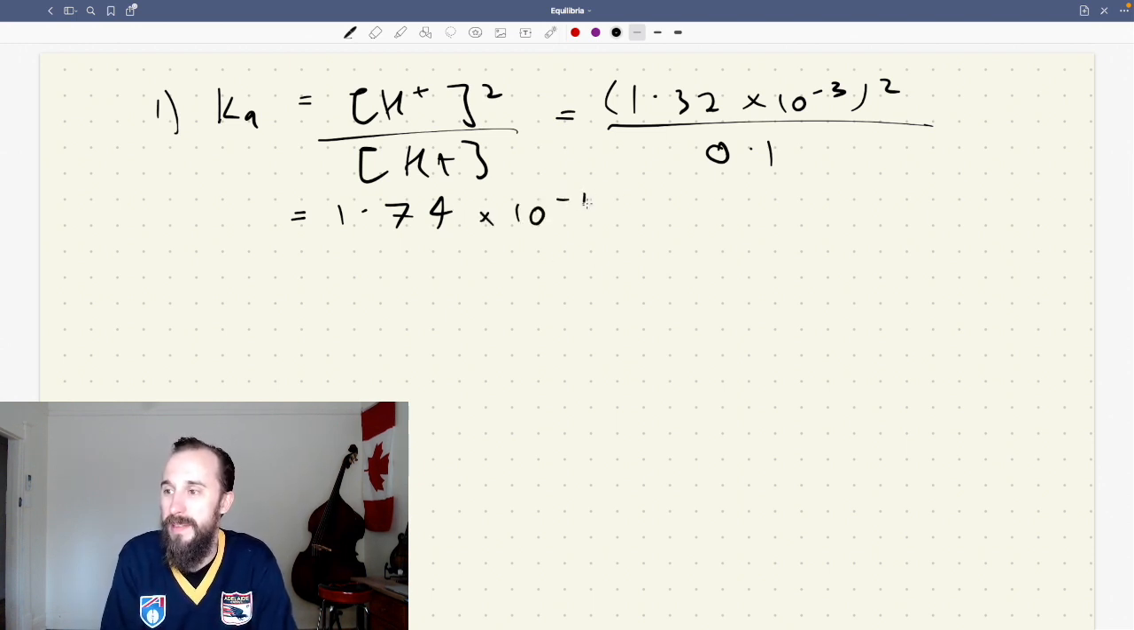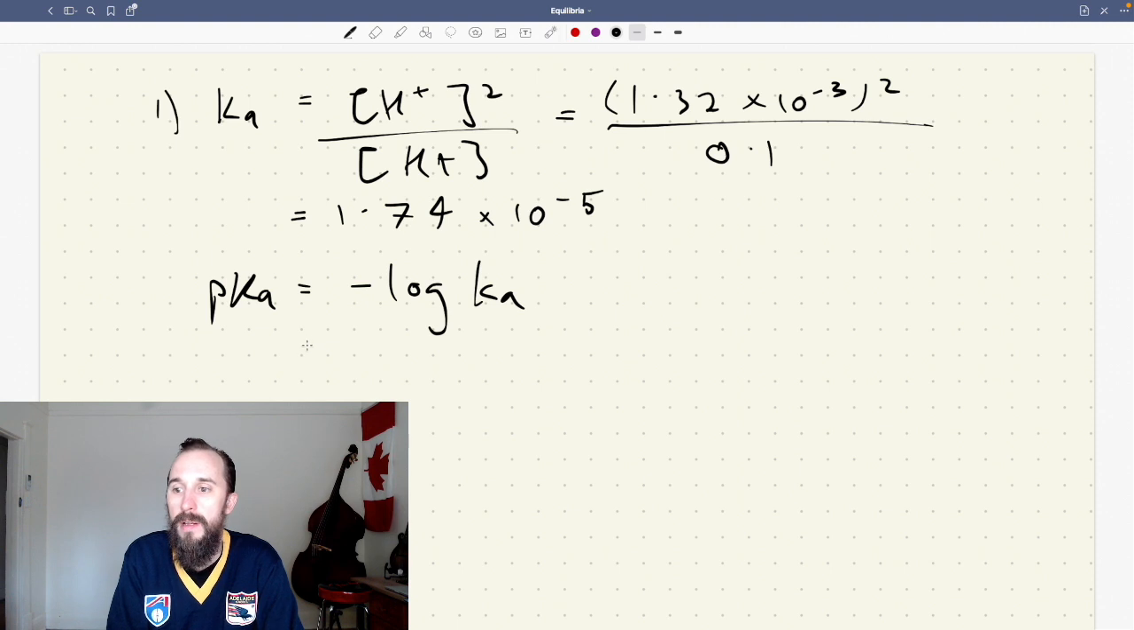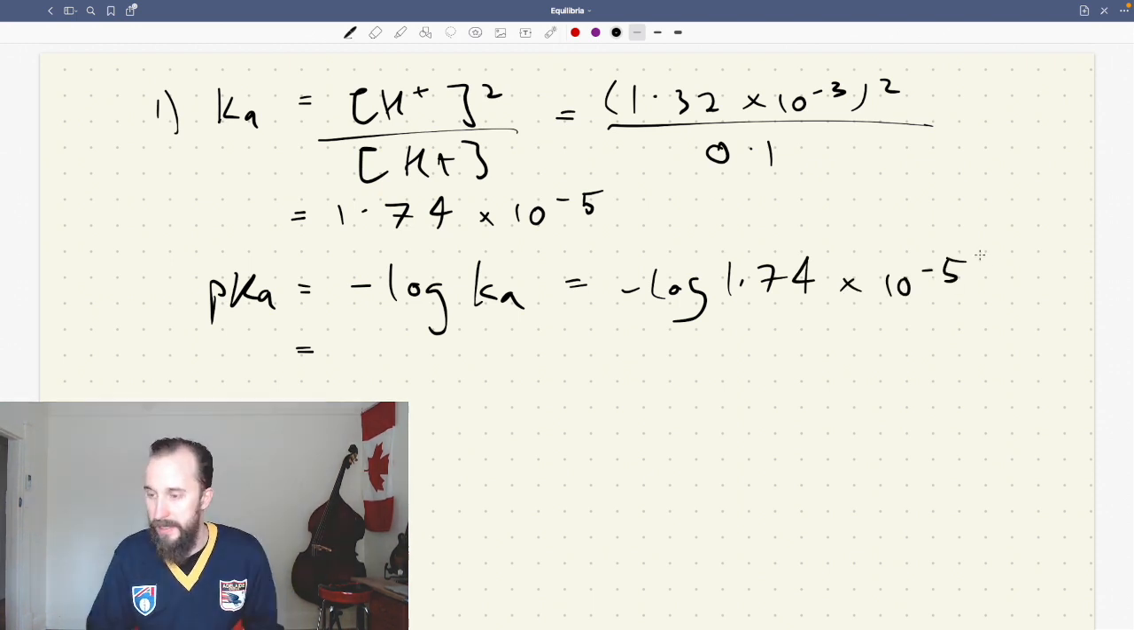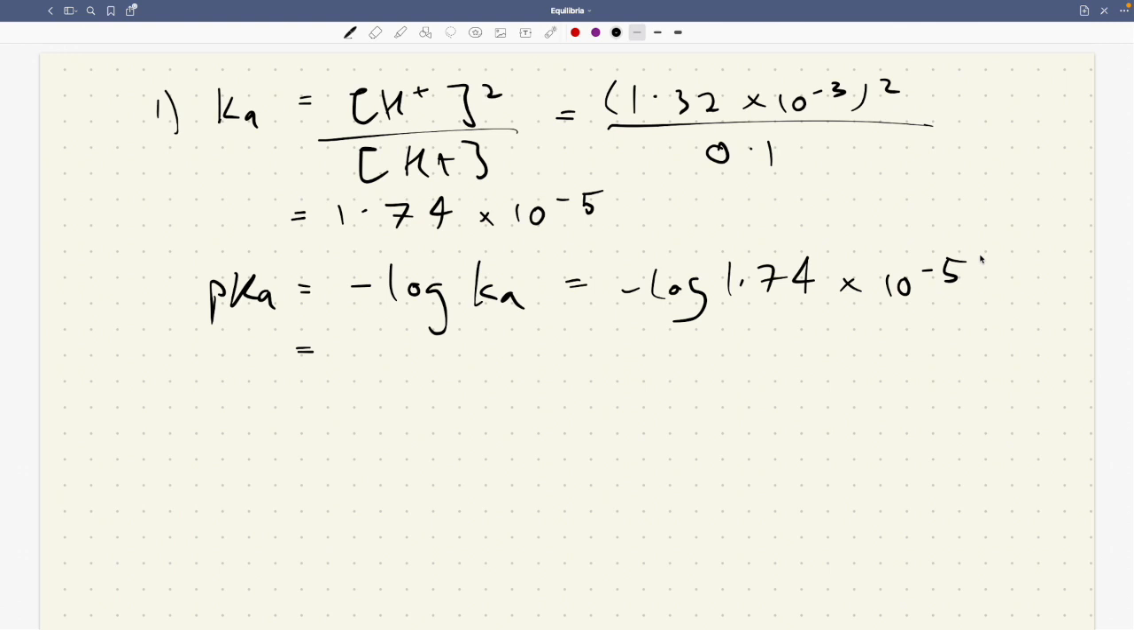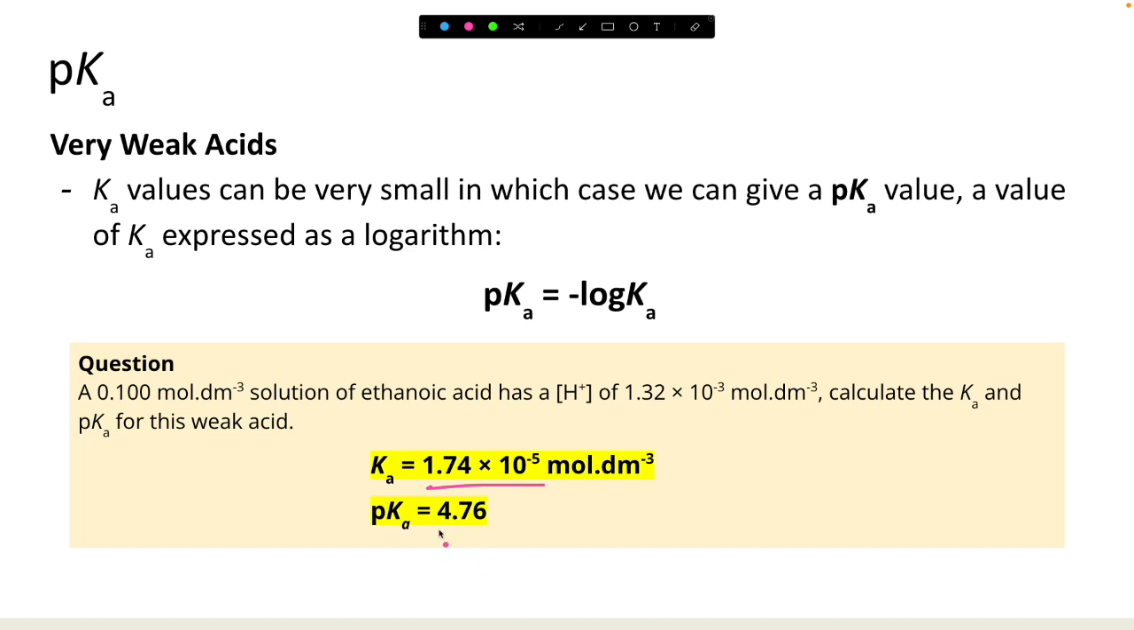Very small number. So let's go ahead and get a pKa value for this. So our pKa, well, that's not very legible. pKa is equal to the minus log of the Ka. We have a Ka value there, minus log of 1.74 times 10 to the minus 5. My handwriting is deteriorating as we speak. Minus log, oh, I pushed the wrong button. Minus log of the answer gives us 4.76 for a pKa value. There we go. So our Ka value of that, our pKa value of that.